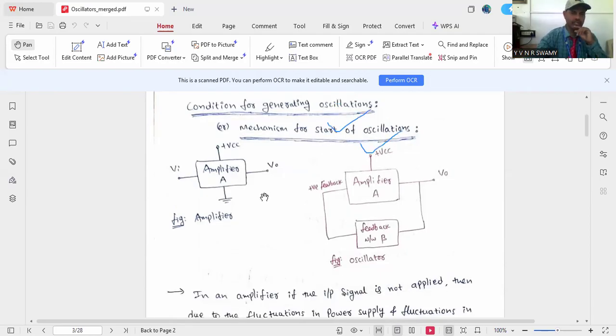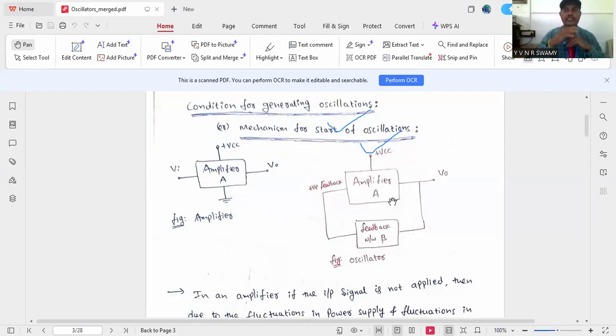Here there will be two diagrams. The first diagram represents the amplifier, and the second diagram represents the oscillator. The difference between an amplifier and an oscillator is that an amplifier is an electronic device which increases the amplitude of the input signal at the output of the device. Whereas an oscillator is also an electronic device, but it produces the output without applying any input signal. That is the difference. For an amplifier, we have to give some input signal. For oscillators, we are not giving any input signal.